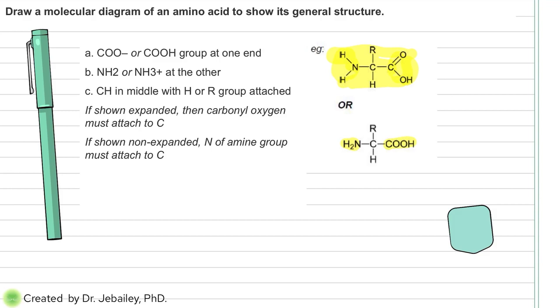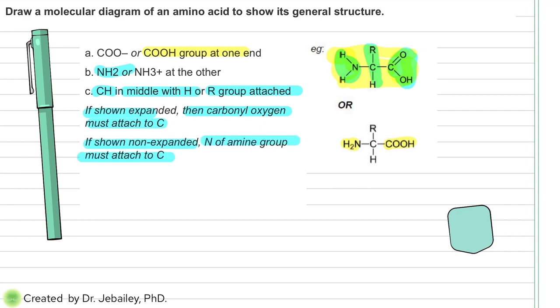So the points here: first you get the COO group at one end, which you can see here. And you have the NH2 on this side. And then you have the CH in the middle with the R group, which is right here. Now, if you show the expanded form, the carbon of the carboxyl group must attach to the C, as it does there. And if you show the non-expanded form, the N of the amino group must attach to the C.